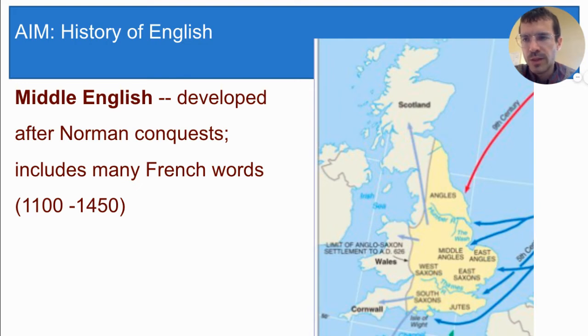But English remained the most widely spoken language. At the same time, many French words joined the English vocabulary. This language is called Middle English, and it was spoken until about 1450.